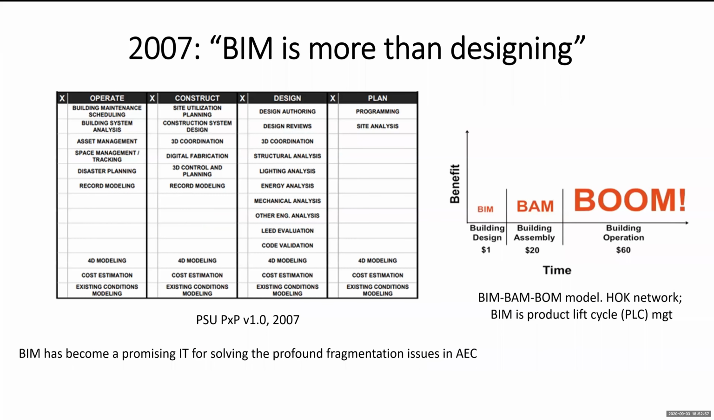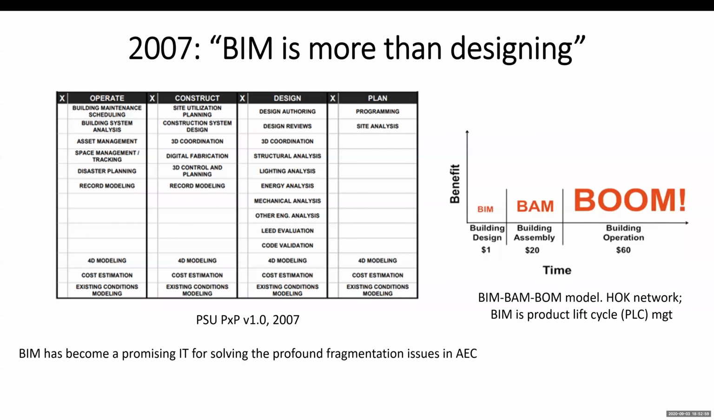In 2007, people started to notice that BIM is more than just design. BIM is used for design, but it can also potentially benefit construction by planning the job site and coordinating the efforts of different subcontractors. It can also help facility management. So Penn State University published this thing called PXP 1.0 in 2007 to talk about where BIM can be used. And this is actually a very famous model today. Now I think it's version 12, on how BIM can be used anywhere.